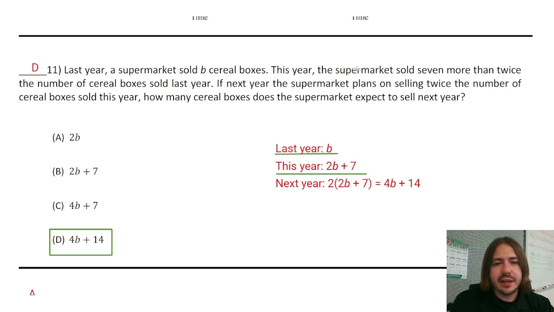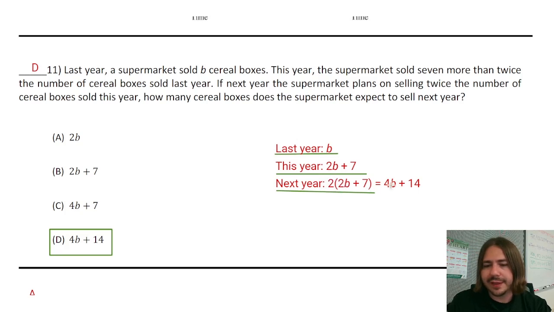Then it says, if next year the supermarket plans on selling twice the number of cereal boxes that sold this year, how many cereal boxes does the supermarket expect to sell next year? So if we're going to double this year, next year, that sounds a little confusing. If we take the number of boxes we sold this year and we double it, what that means is we are going to multiply it by 2. So what you have to do is take the whole expression that represents this year and multiply it by 2.